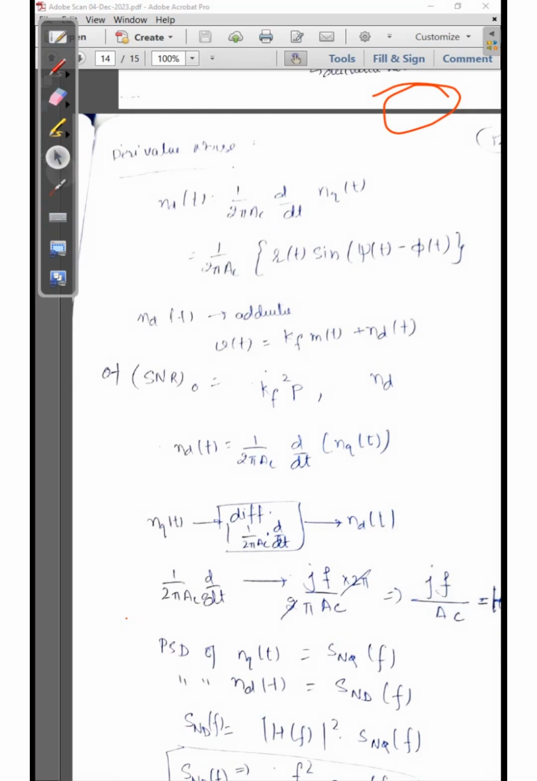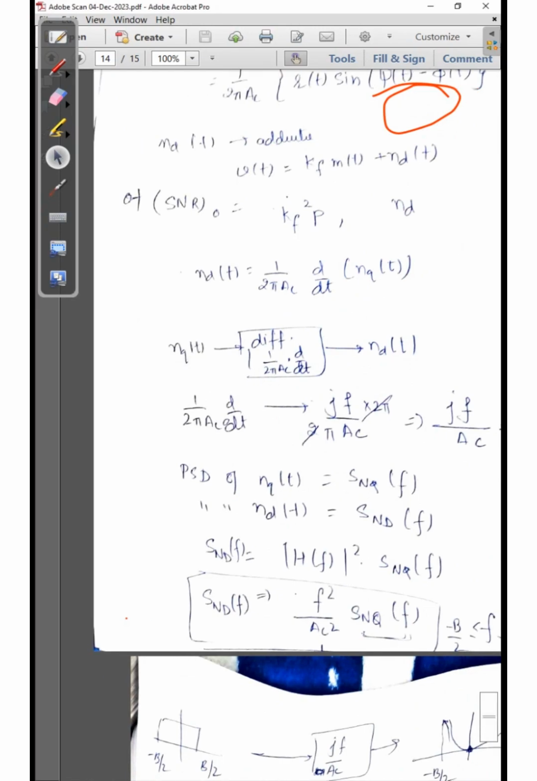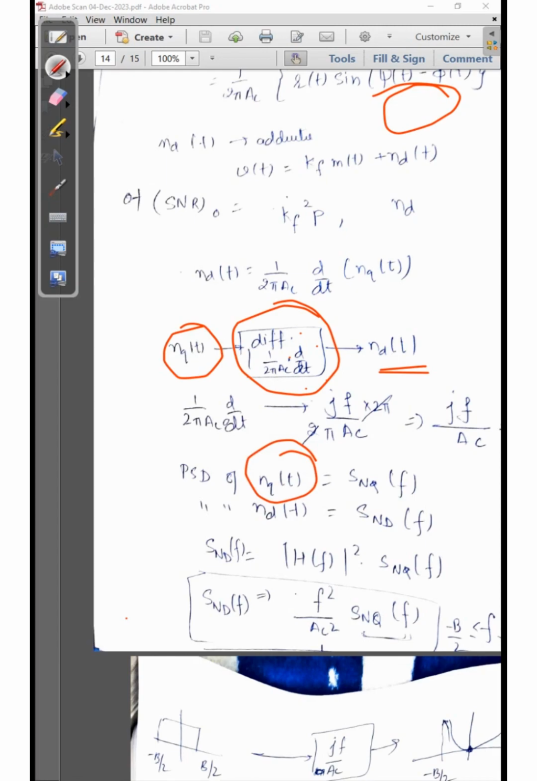Now suppose, what is the meaning that I am sending nq of t to a differential circuit which is having a transfer function d by dt 2 pi ac d by dt and producing a term nd of t. Right, this is the meaning. Now we know that the differentiation in terms of frequency, we can write jf by ac, 1 by 2 pi, the 2 pi cancel, jf by ac. AC is the constant.